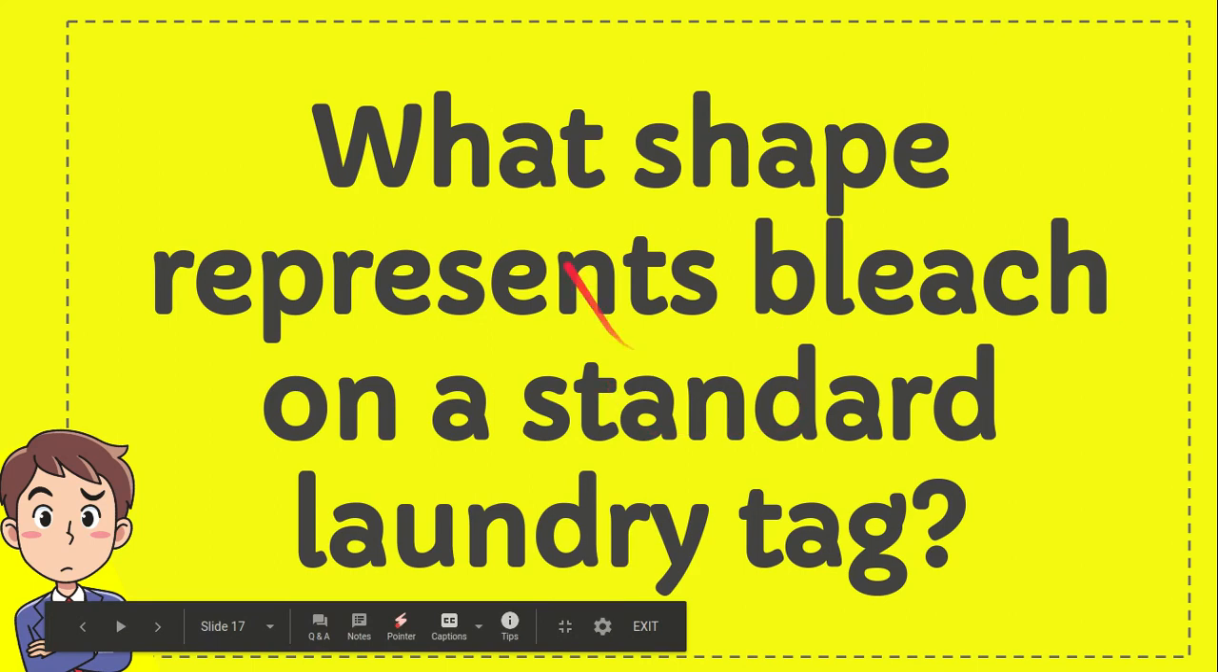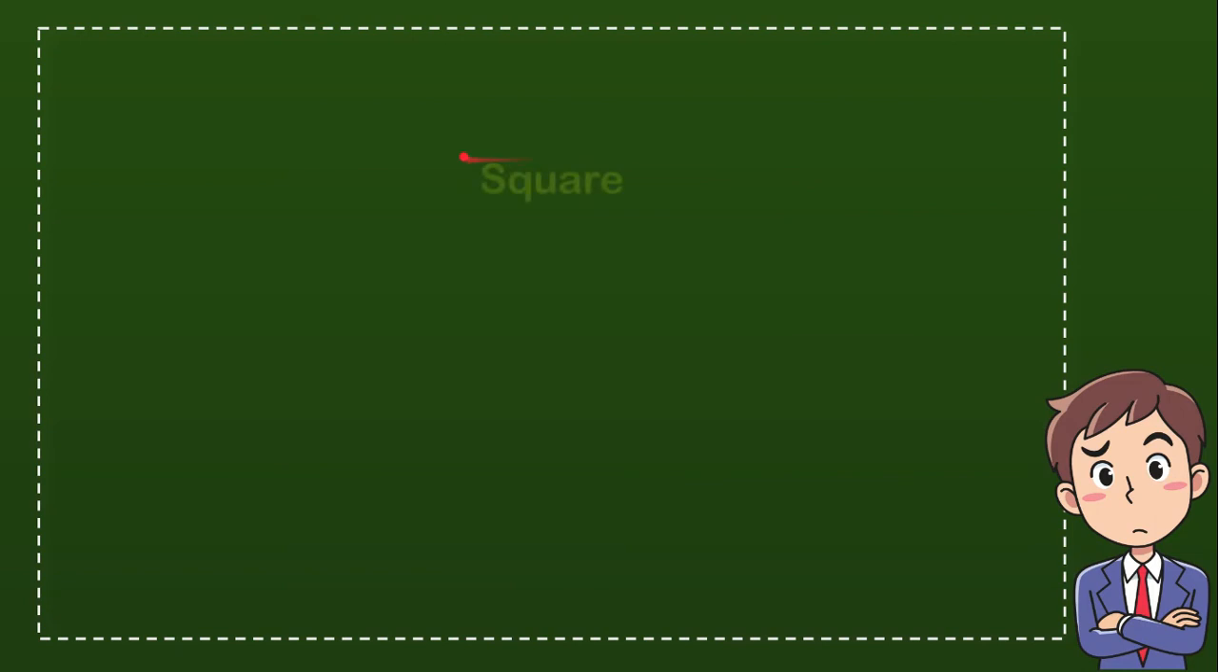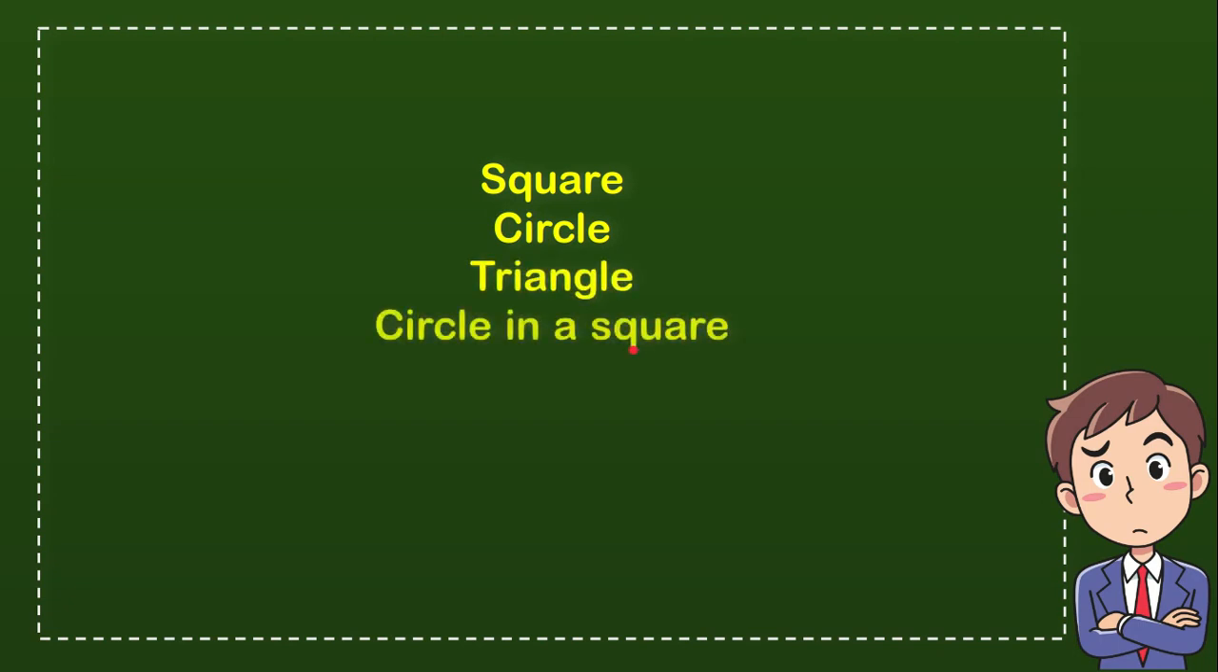So now I will give you four options and you try to guess which one from these four options is the correct answer for the question. The first option is square, the second option is circle, the third option is triangle, and the last option is circle in a square. So from these four options, what do you think?